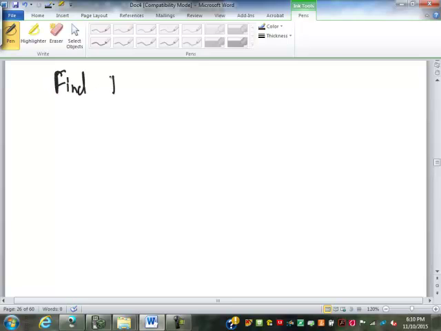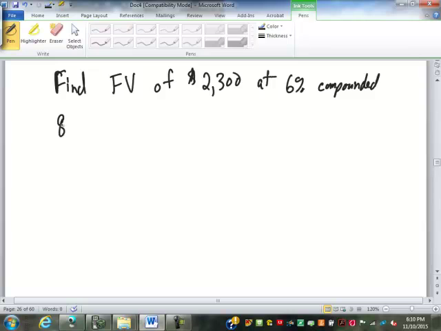Find the future value of $2,300 at 6% compounded quarterly for 7 years. So use the table to find that.